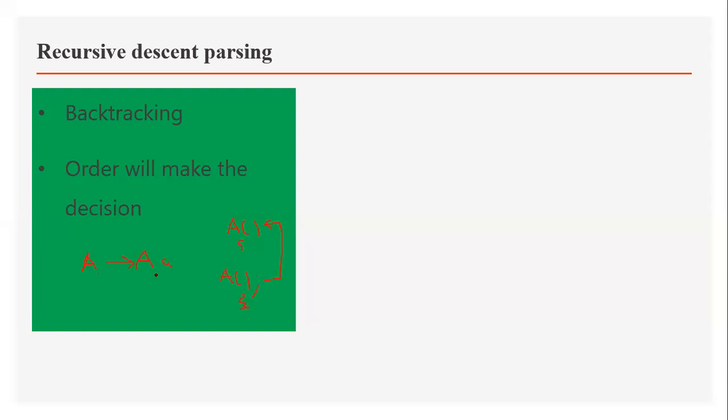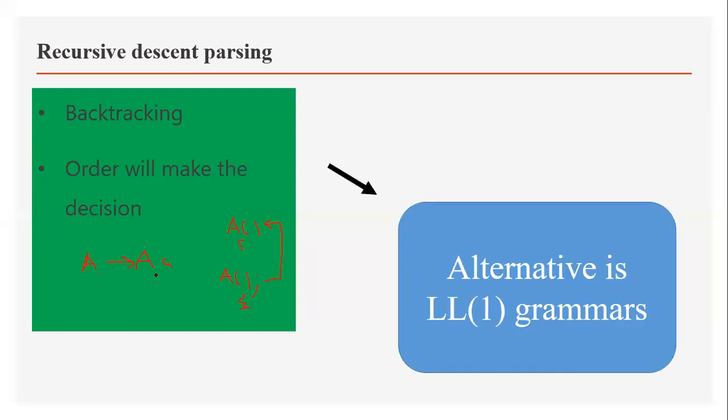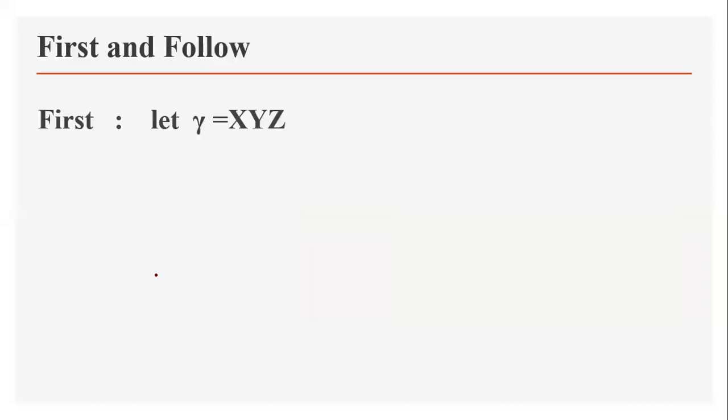Anyway, we concluded that recursive descent parsing is not an efficient technique because it is having backtracking and order will make the decision. Then we will move to a very important phase of top-down approach, that is LL1 grammars. You put a star mark. LL1 is what we are discussing as a top-down approach. We are not giving any importance to recursive descent parsing. Our aim is LL grammars. But before discussing LL1 grammar, one more prerequisite, that is first and follow. Please give concentration to these slides.